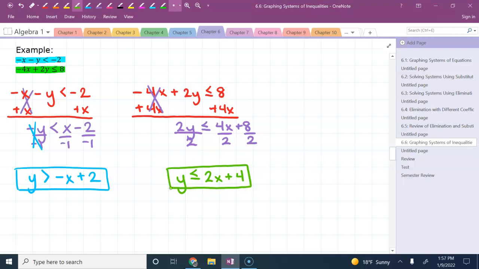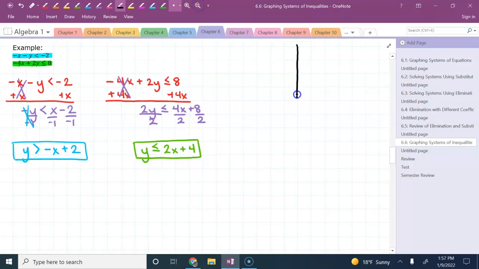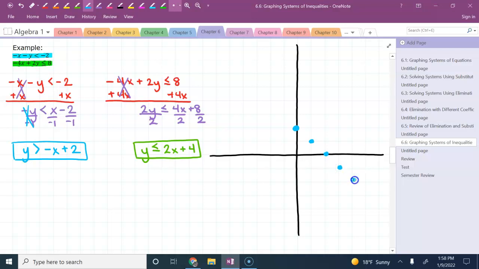Okay, now let's graph it. Starting with this one over here, y is greater than negative x plus 2. You need to start at 2, so you're going to go up 2 from your origin. And then your slope is negative 1, so you're going to go down 1, right 1. Down 1, right 1. Dotted line because there's no equal sign with that inequality.